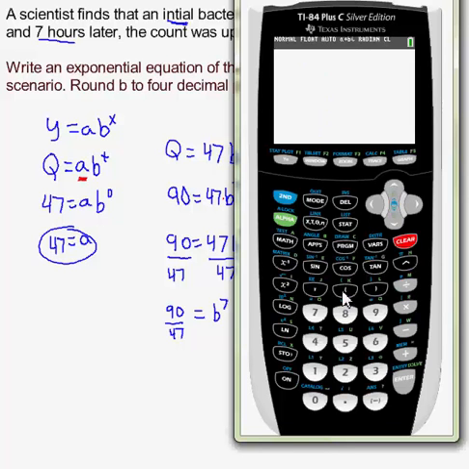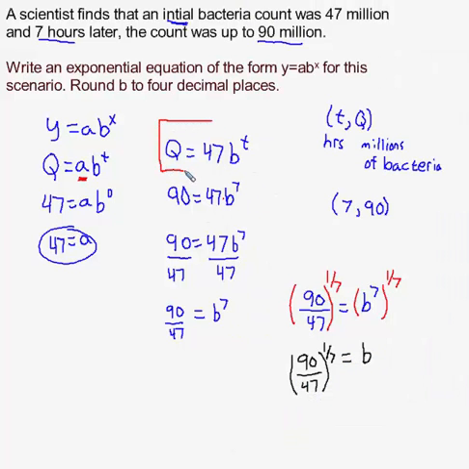So for example, I want the entire quotient 90 over 47 to be raised to a power, so I put it in parentheses. I'll use the caret key, and since I want the fraction 1/7 to be the exponent, I need to put that in parentheses as well. So to get a 4 decimal place approximation, I type this into my calculator, and to round to 4 decimal places, since the digit here is 5 or higher, I will round the 2 up to a 3. So my b value to 4 decimal places is 1.0973.